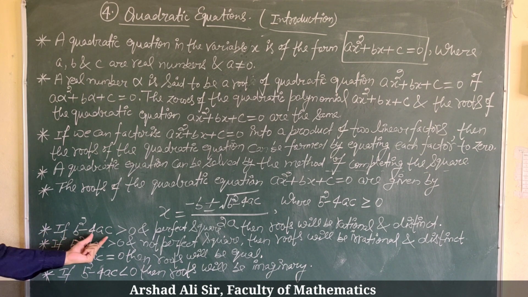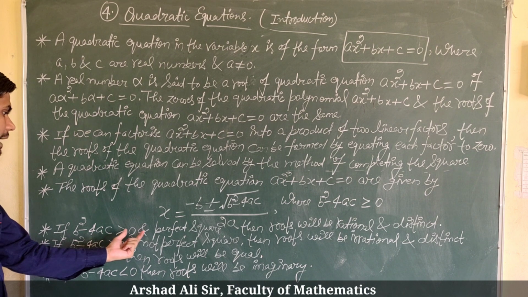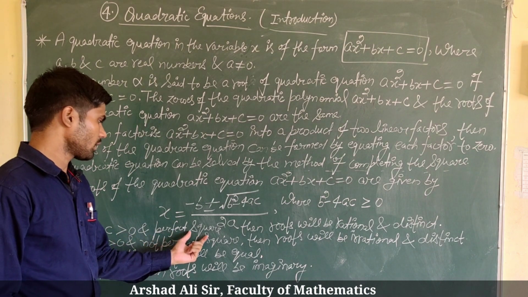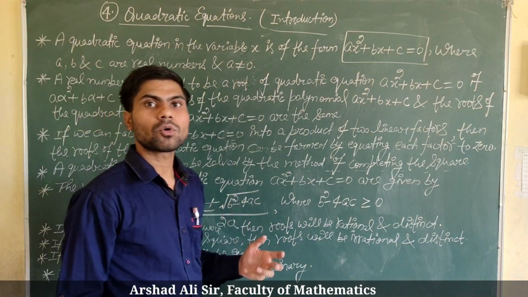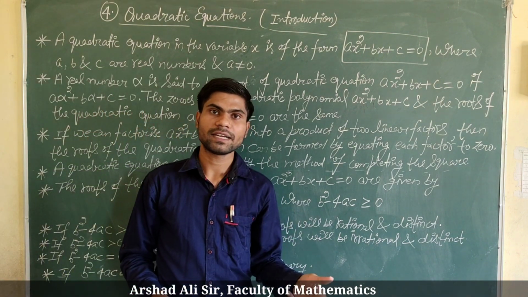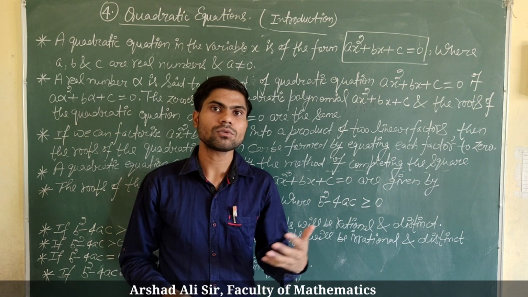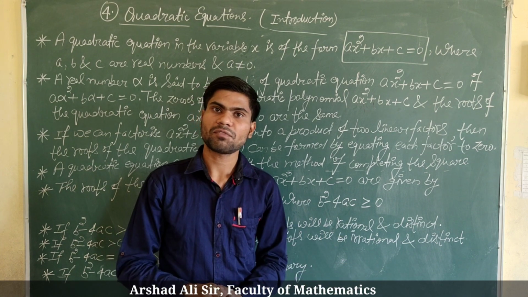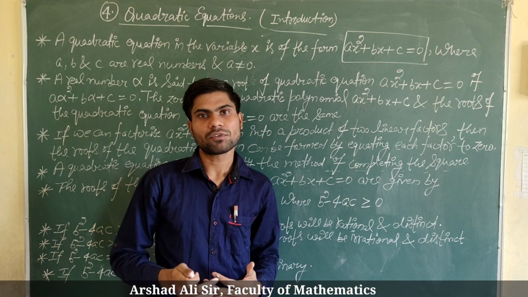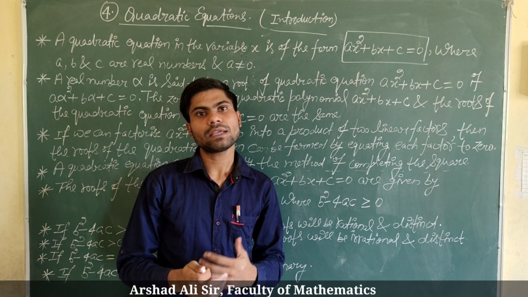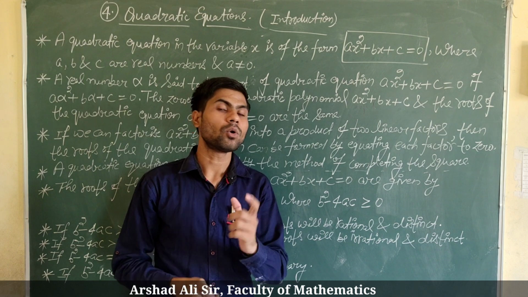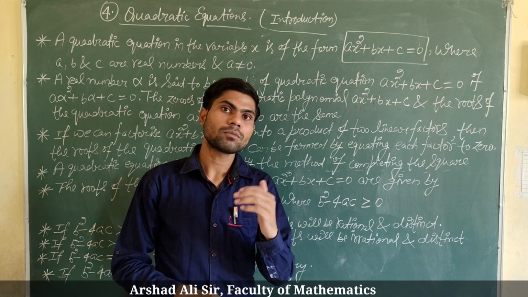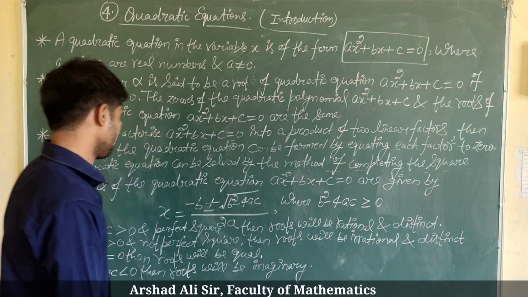If b square minus 4ac is greater than 0 and a perfect square, you all know what is a perfect square number. It means 1, 4, 9, 16, 25, 64. These all types of numbers are perfect square numbers. In simple words, if we can take the square root in a whole number, these types of numbers will be called perfect square numbers.